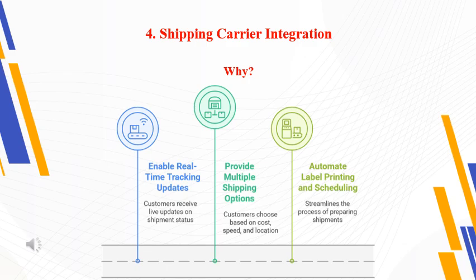And third, automate label printing and scheduling. Shipping carriers provide a system for generating shipping labels. Through API integration, your order fulfillment system can automatically generate these labels, ensuring accurate information like addresses, tracking numbers, and shipping methods. This reduces the time spent preparing shipments and the chance of errors in the labeling process.